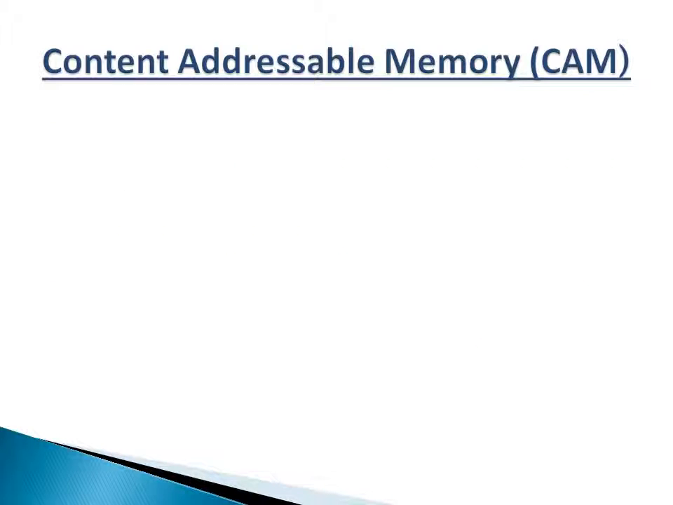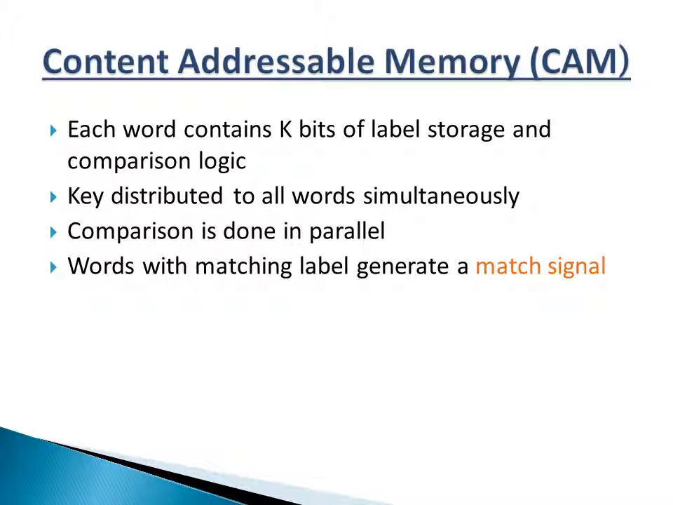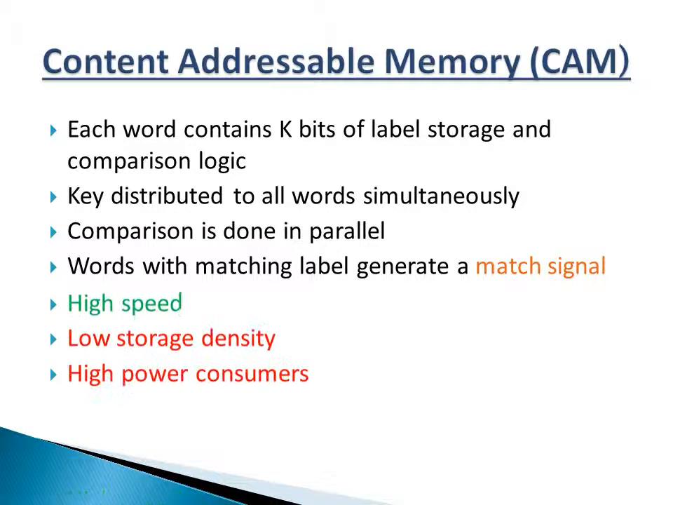Finally, we take a look at content addressable memory, or CAM, in which each word contains k bits of label storage and comparison logic. The key is distributed to all words simultaneously, and comparison is done in parallel, and any words with matching labels generate a match signal. CAMs are high speed, but have a low storage density, and are also high power consumers.